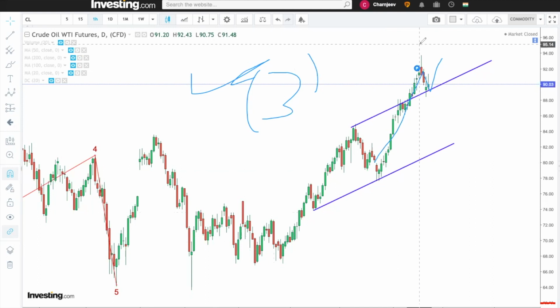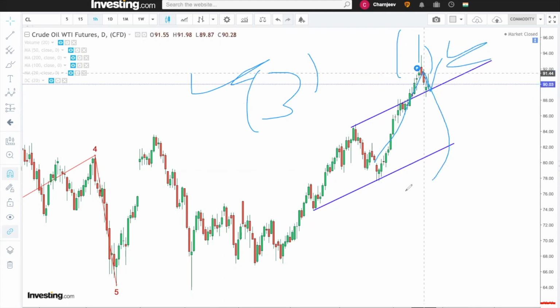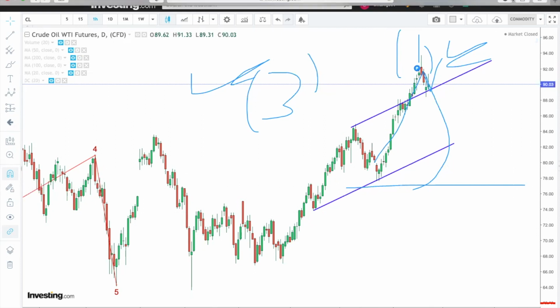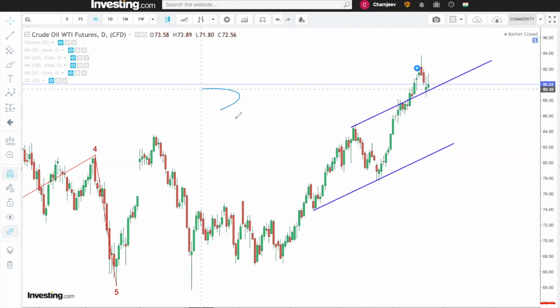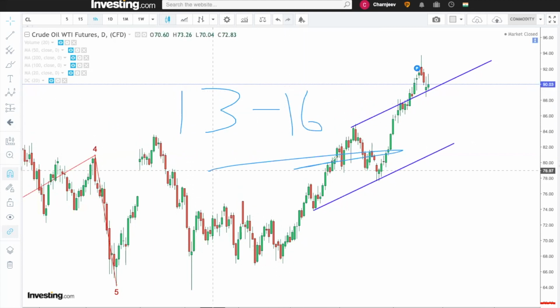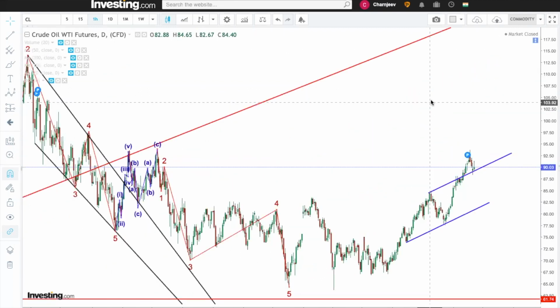If this whole move is wave 1, why am I saying that? Because the pattern is emerging and we have to just follow the pattern. If this whole move is 1 and it corrects around that level of 74, 73, then we are likely to see the level of 150 in between 13 to 16 months. So the time period varies depending on the wave. If this is the start of wave 3, then 6 to 7 months are just enough for that commodity to be doubled. So overall, the crude looks good.